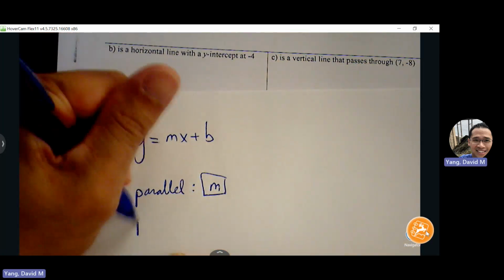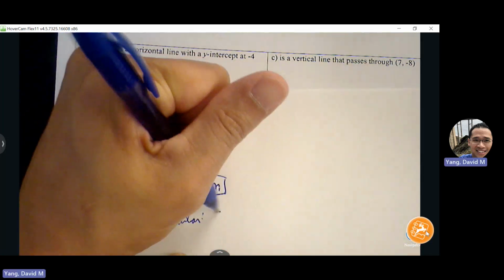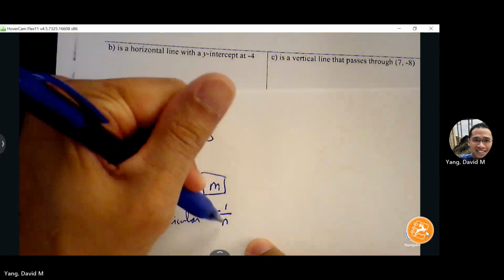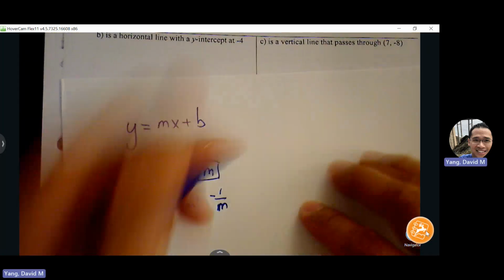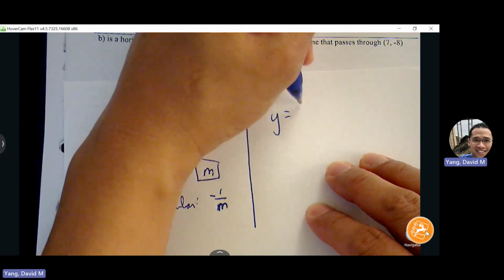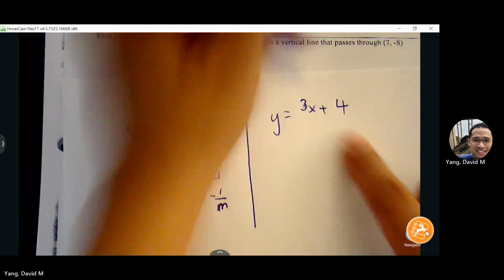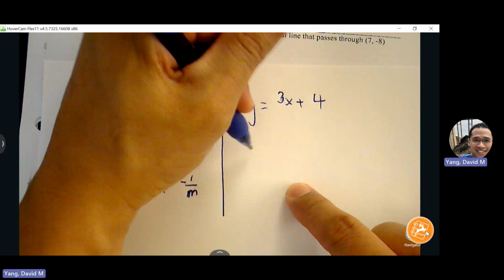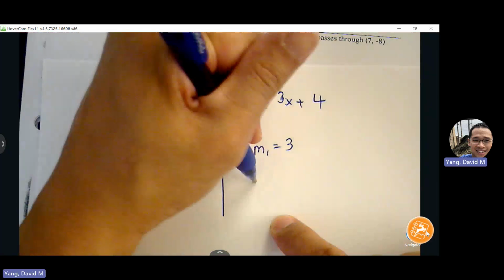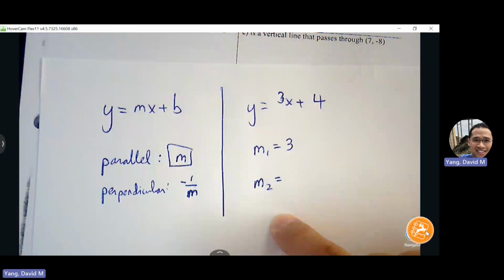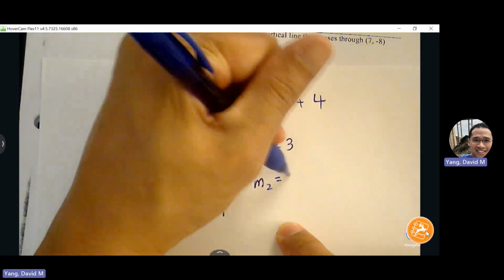But if I want something perpendicular, I have to take the negative reciprocal. Let me give you an example here. If I have y equals 3x plus 4, that line has a slope of 3. If I want something parallel to that line, I'm going to use slope 3. But if I want a slope that is perpendicular to 3, I have to flip that number and change the sign. So I make it negative 1/3.